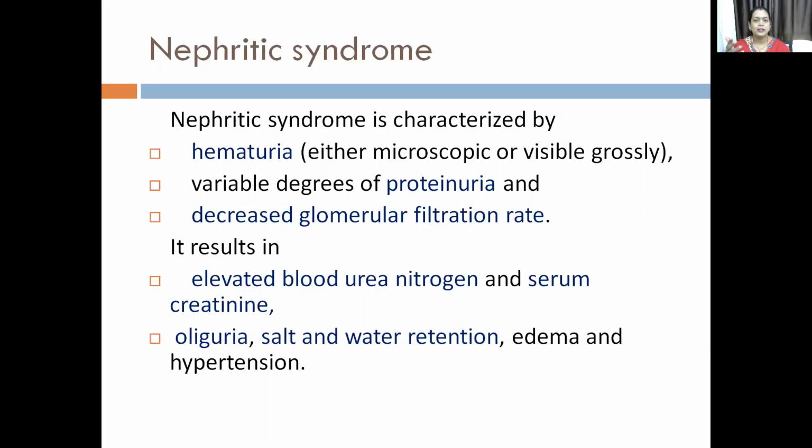In what way will you find it, what investigations will you ask for? Serum creatinine, urea, blood urea nitrogen. You will calculate the creatinine clearance. There is the blood urea nitrogen and creatinine ratio that you will take. Then you do the renal function test, and if there is hematuria, you will try to find the cause for it, with ultrasound and all the imaging. The first basic test before all procedures is the complete urine examination, right? So: elevated blood urea nitrogen and serum creatinine, oliguria, salt and water retention, edema and hypertension.